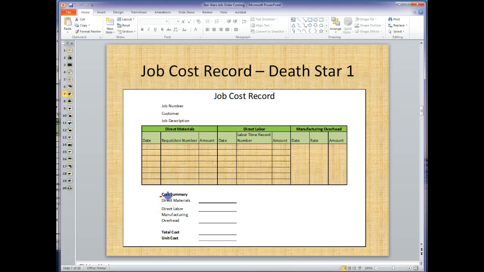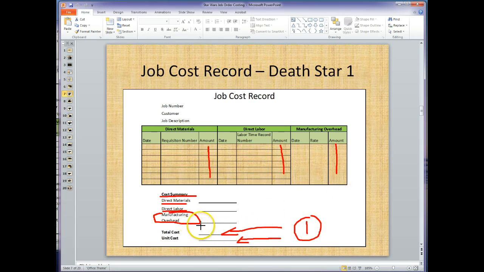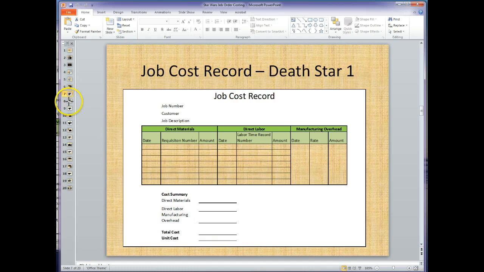And then down here is your summaries, right? You got your direct materials, your direct labor, your manufacturing overhead, and all that is a summary of each of these columns. You got your total cost here. Now your unit cost in this example sort of breaks down because we're only building 1 Death Star for this job. If this job involved doing 10 Death Stars, we'd take the total cost, let's say it was $10, divide it by 10, and it would cost us $1 per Death Star, which would be a really strong intergalactic dollar.